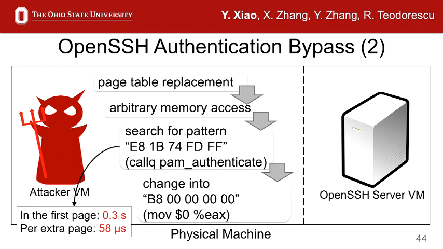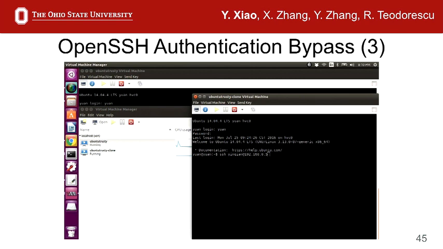The time consumption of our attack depends on how many pages we need to search. If the code is the first page we search, the complete attack takes only about 0.3 seconds, and to search one extra 4 KB page will take about 58 microseconds. Now let's see a demo of our attack.